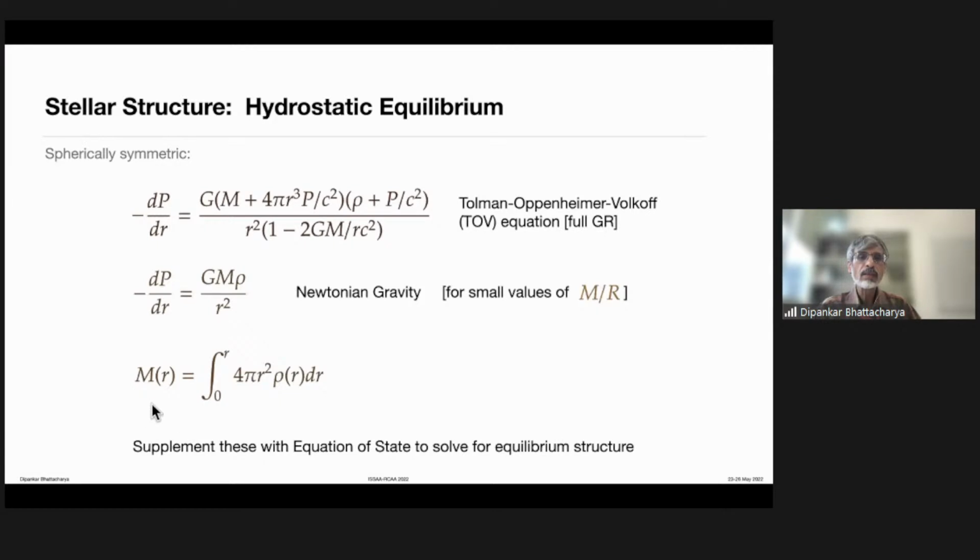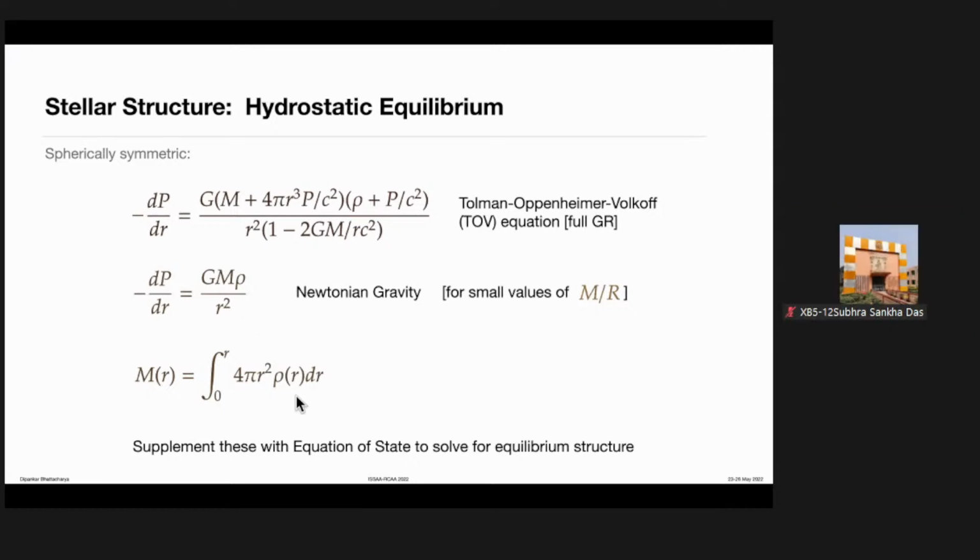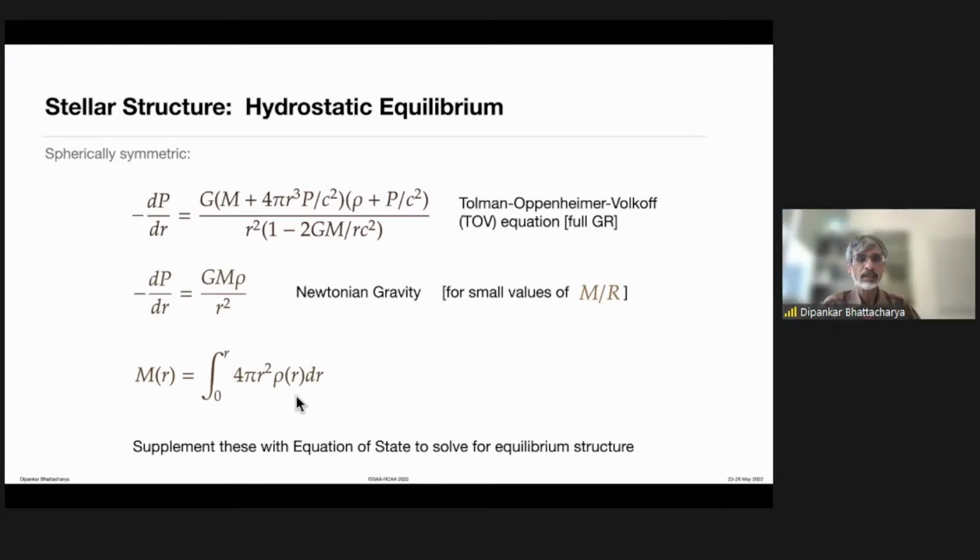This expression remains the same, both in Newtonian gravity as well as general relativity. So now to solve this equation, as I mentioned, we have to supplement this with what we call the equation of state. That is a connection between the pressure and the density of the material that is inside, which is producing pressure. Once we supply that, then we can solve this set of equations and get an equilibrium structure.